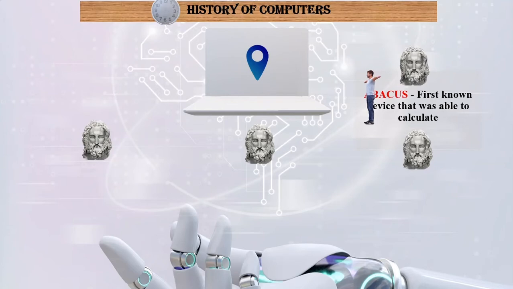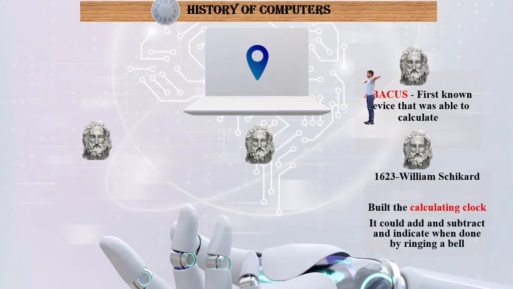So after the abacus, we had the introduction of William Shakespeare in 1623 that built a calculating clock which could add and subtract, and would give a ding sound, which was the sound of a bell, to show that it had finished adding and subtracting. It was the first kind of clock that was built.